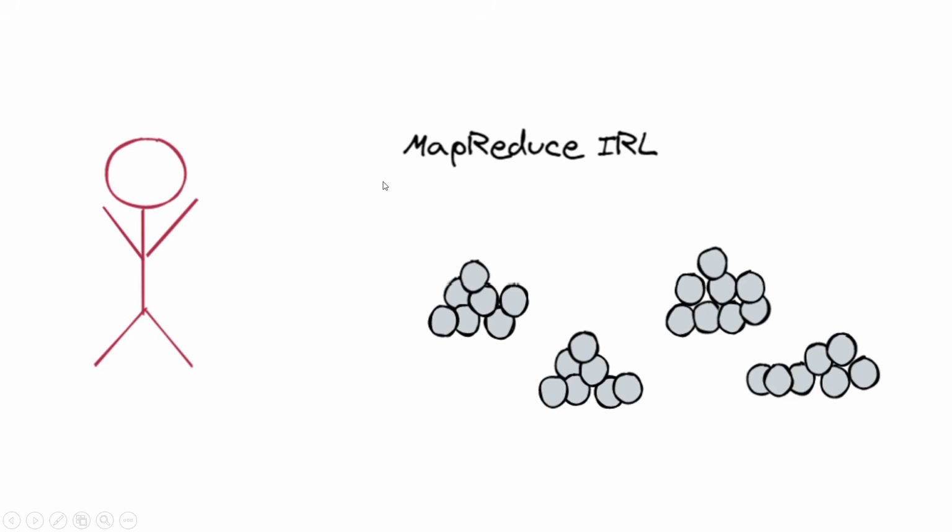So the equivalent example would be, let's say you've got a bunch of different piles of rocks. These would represent servers with data on them. The obvious way to do it, which is what MapReduce does, is that you would go to each of these, count the rocks, and then just add them together.